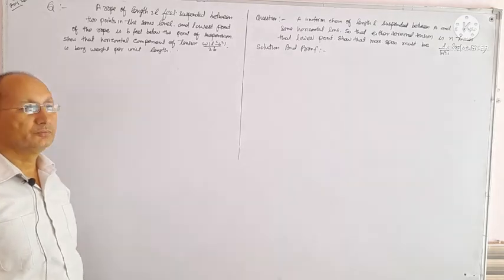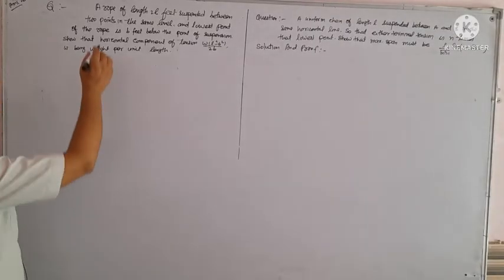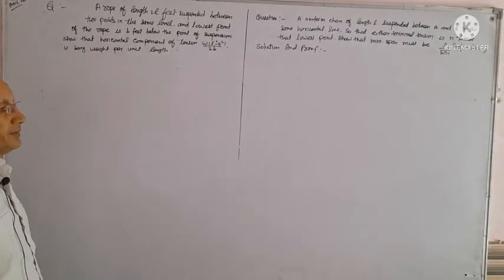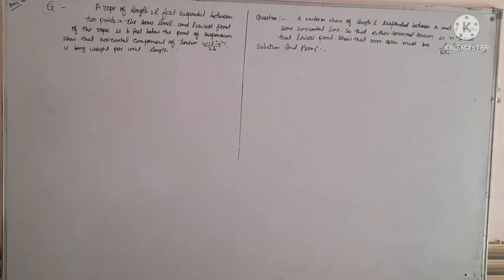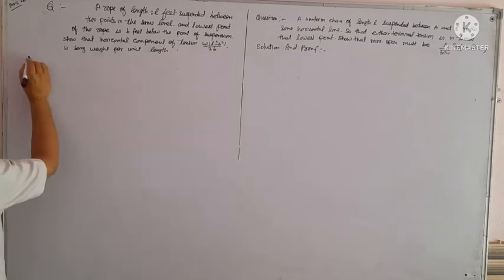Question number 1. A rope of length 12 feet is suspended between 2 points at the same level, and the lowest point of the rope is b feet below the point of suspension. Prove that the horizontal component of the tension is W (L square minus B square) upon 2B, W being the weight per unit length. Solution.